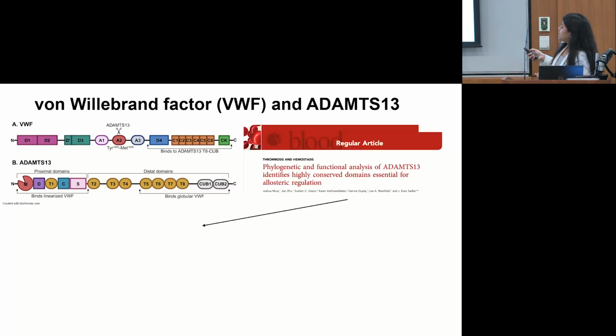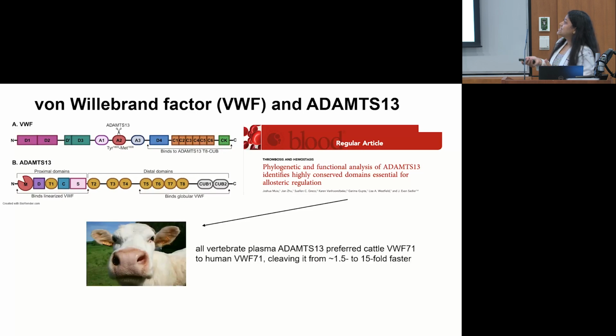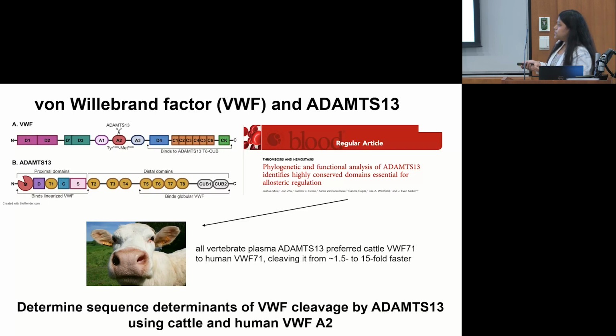And in 2019, my advisor in his previous group did a phylogenetic analysis looking at vertebrate species-specific VWF and ADAMTS13, and then they designed phylogenetic peptides where they were able to do functional analysis. And what they found is that all vertebrate plasma ADAMTS13 actually preferred the cattle VWF-A2 peptide to the human version, cleaving it from 1.5 to 15-fold faster depending on the species.